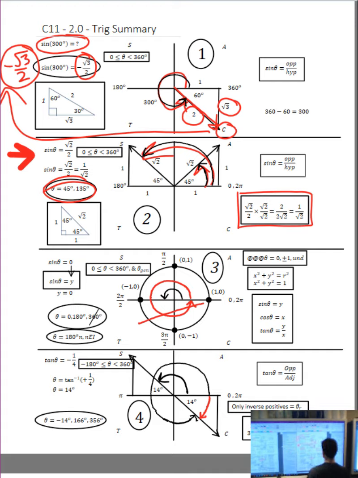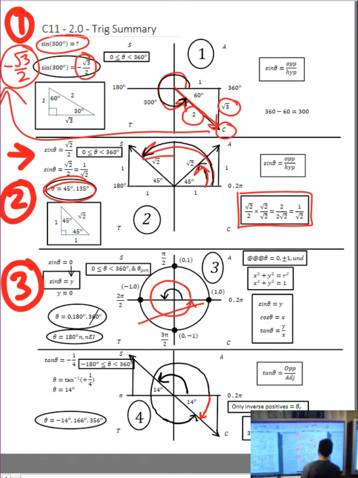Okay, so top left, that's one type. Then we have the second type. And the third type where we just use the unit circle instead. And they might change up the domain on you, or whichever.